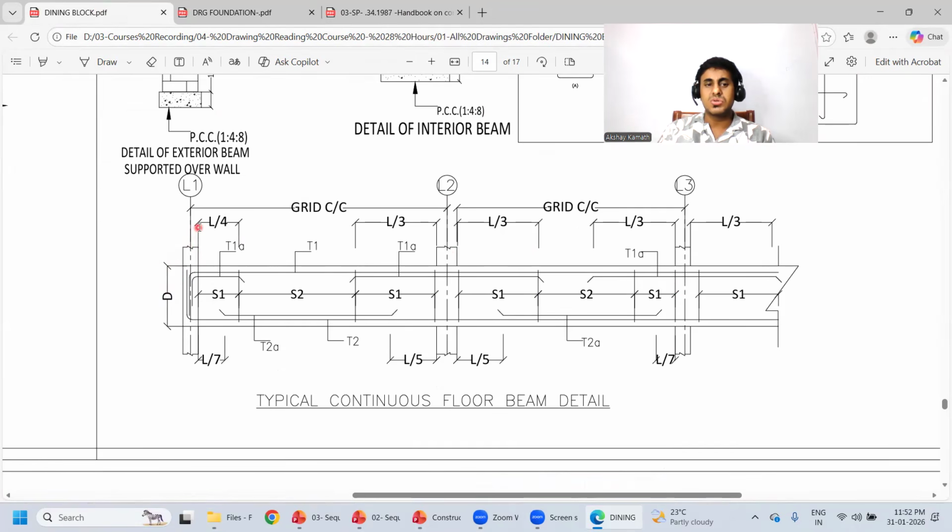There is no beam here. So he has gone for L/4. Here it's continuous, I have a beam here and a beam here. So it has gone up to L/3 and L/3. Now in some drawings, instead of writing L/4, they write it as 0.25.